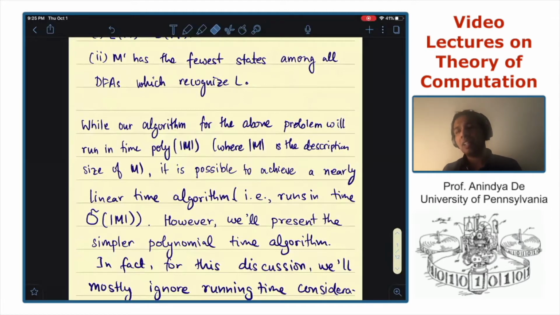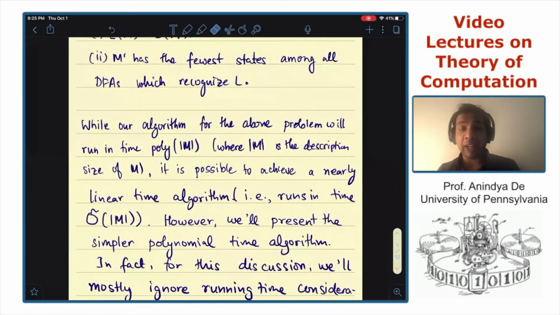And I just mentioned this at the beginning, that our algorithm will be running in time polynomial in the description size of the DFA. And again, the description size of the DFA just means how many bits you require to represent the DFA, which is the number of states plus the size of the alphabet effectively.